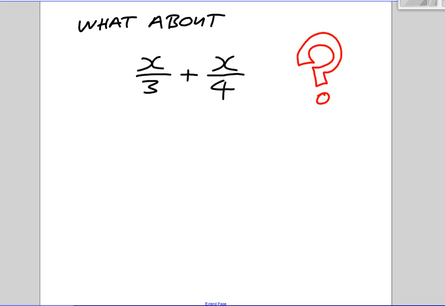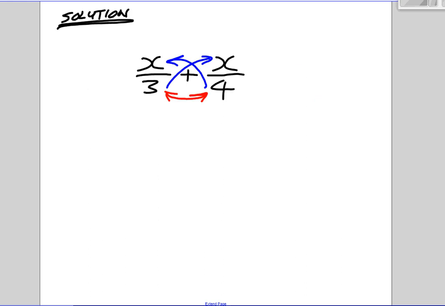Oh, he's put in letters now. Oh, he's trying to confuse us. But it doesn't matter. As long as we apply the same rules, so bottoms together, the 4 goes up to multiply the x, and the 3 goes up to multiply the other x on the right hand side. So I'll put in my little arrows to indicate what's getting multiplied here.